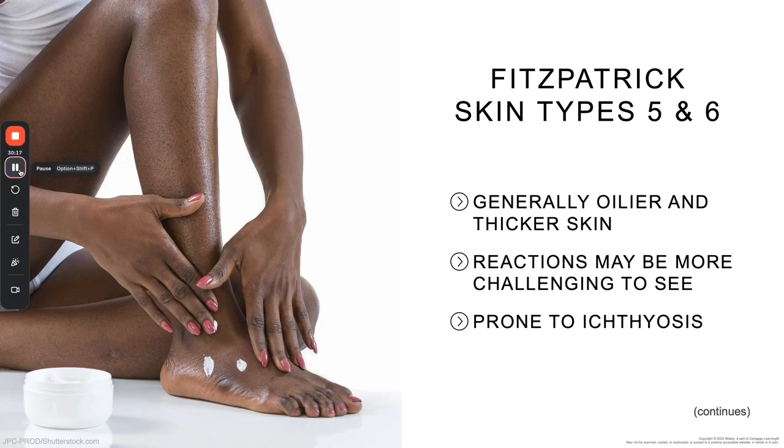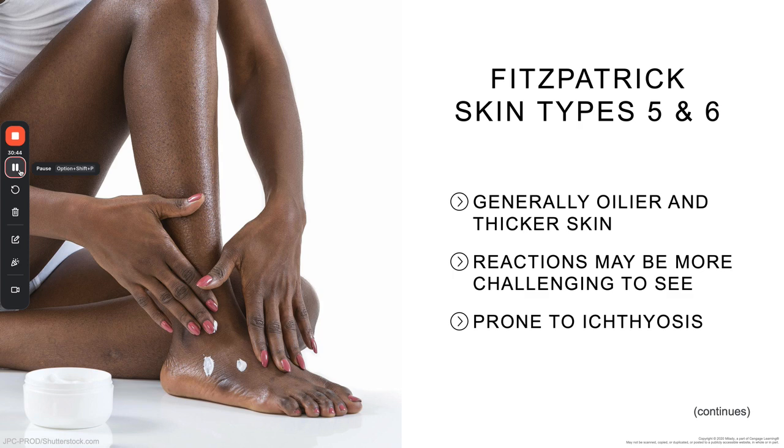Okay, next up we have our 5s and 6s, and our 5s and 6s can also be a little bit challenging to treat. So what the text says about our 5s and 6s is that generally they have oilier and thicker skin in the dermis, but can have the same level of reactivity as lower Fitzpatrick skin types. So don't assume that just because a person has darker skin that they can handle anything that you do to them. That is not true.